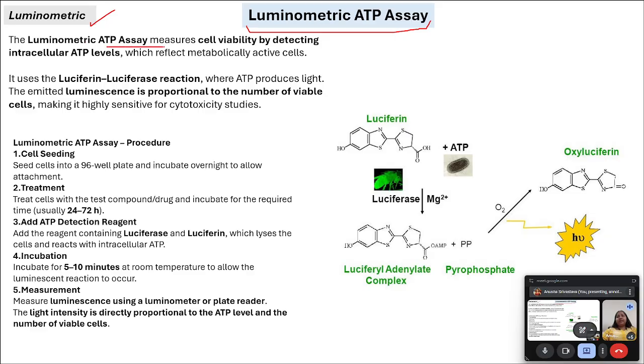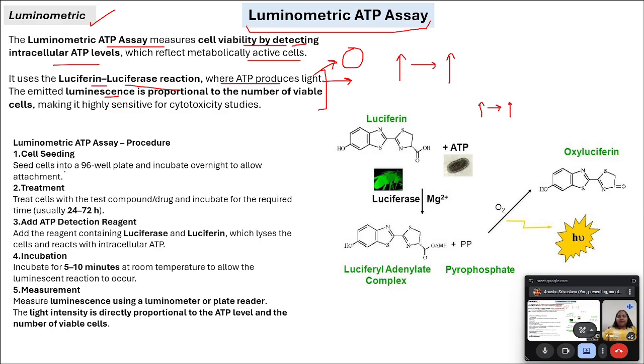So what happens in the luminometric ATP assay? It measures cell viability by detecting intracellular ATP levels. Live cells will obviously have ATP production to sustain themselves, which reflects metabolically active cells. It uses the luciferin-luciferase reaction where ATP produces light, and this luminescence is detected. If the luminescence is high, the number of viable cells is also high. If the luminescence is less, the number of live cells is also less. So it is directly proportional to luminescence.